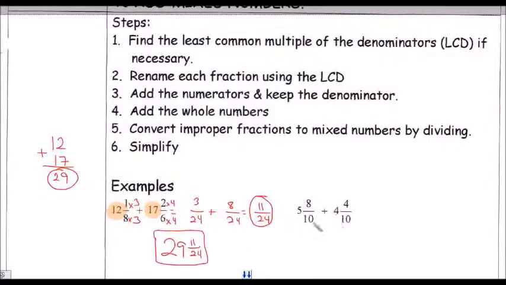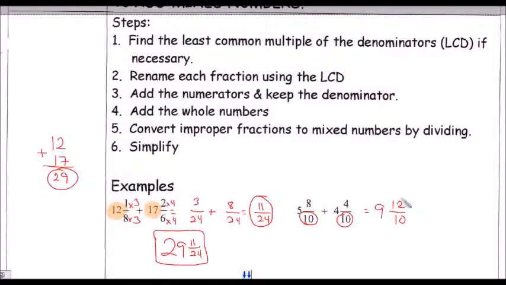Okay, and over here it's kind of easy, because all you have to do is add the numerators. Let's look at this one right quick, because you're going to end up with an improper fraction. Let me show you what I mean. I don't have to rewrite them. They're both 10 in my denominators. So we're going to go ahead and add 8 plus 4. That's going to give me 12 over 10. And if I add the 5 and the 4, that's going to give me 9.